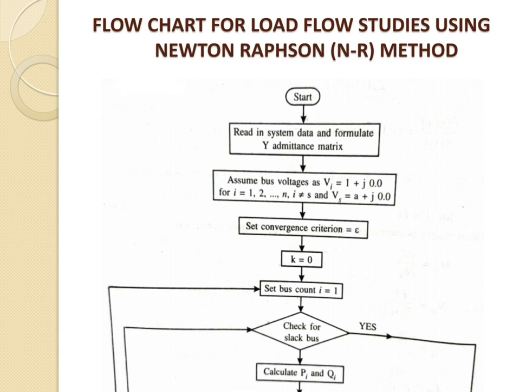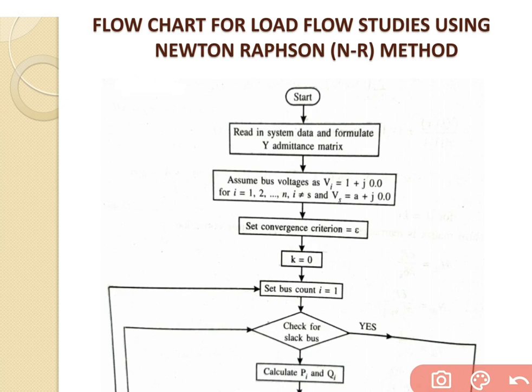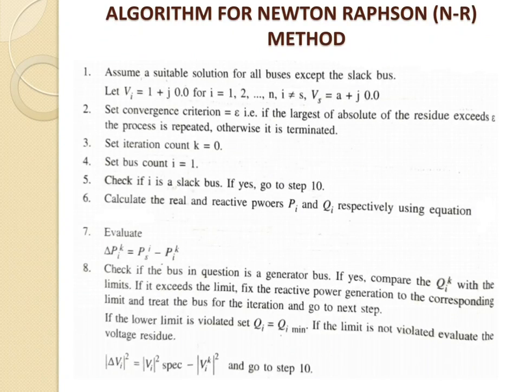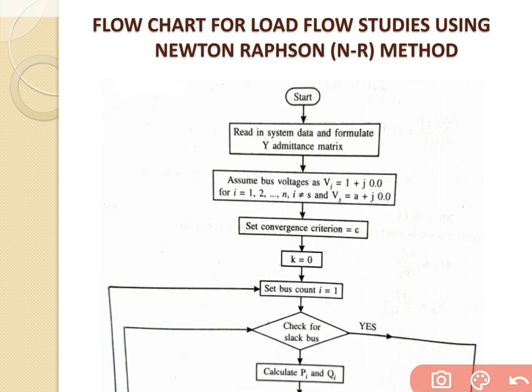So we will set the iteration count, that is k is equal to 0. That is already mentioned inside the flow chart over here, k is equal to 0. Now then after we will go for step number 4 inside the algorithm, that is set bus count i is equal to 1. So that is already set inside the flow chart. Set bus count i is equal to 1, that is shown inside the figure.